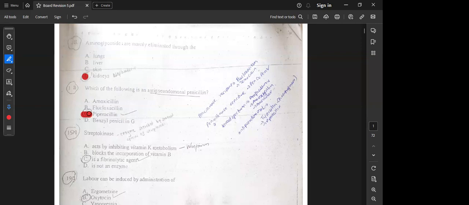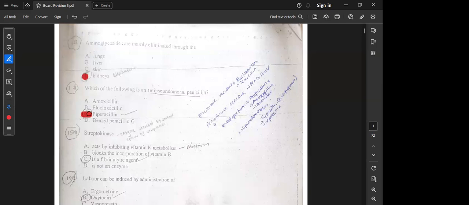The third group are the extended spectrum aminopenicillins, which we use mostly in GIT infections. There's amoxicillin and ampicillin. Then the fourth generation are carboxypenicillins and ureidopenicillins. These are the anti-pseudomonal penicillins, in that the first, second, and third generations have no effect against Pseudomonas aeruginosa.